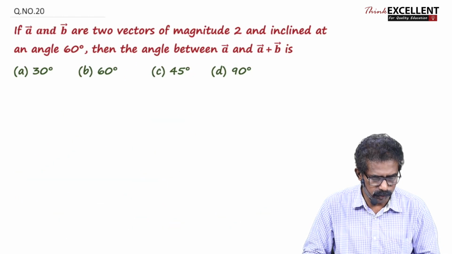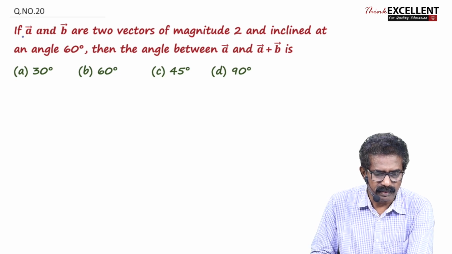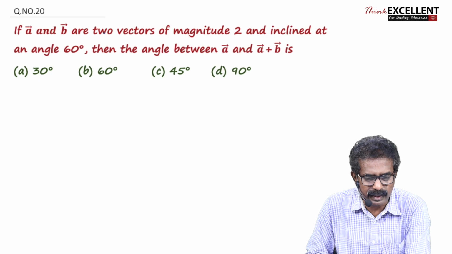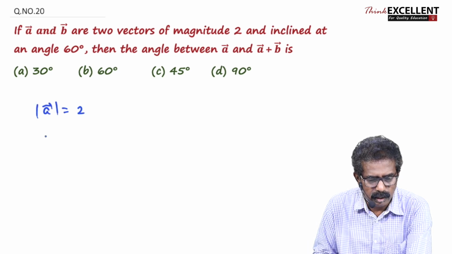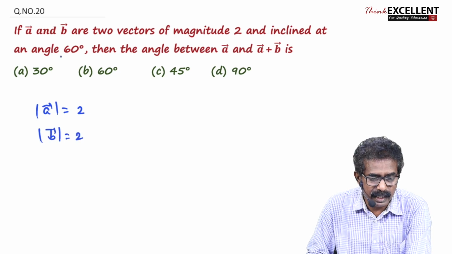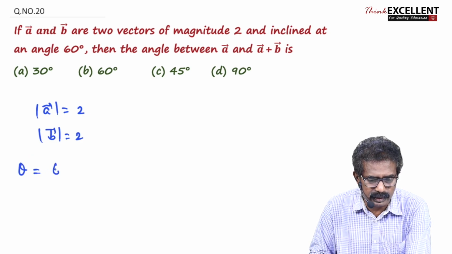Now question number 20. Very good question. Listen carefully. They can ask even as a 3-mark question. If A vector and B vector are two vectors of magnitude 2, meaning modulus A is 2, modulus B also 2, and they are inclined at an angle of 60 degree. Angle between A vector and B vector is equal to 60 degree.